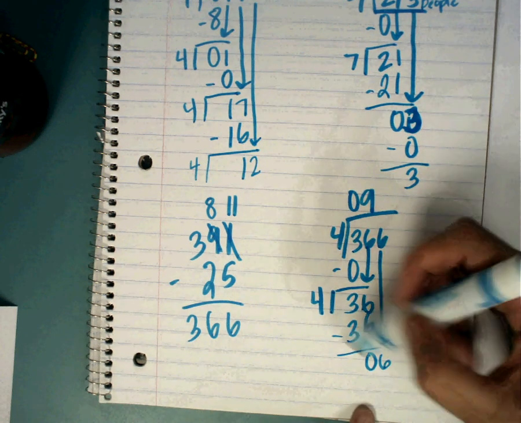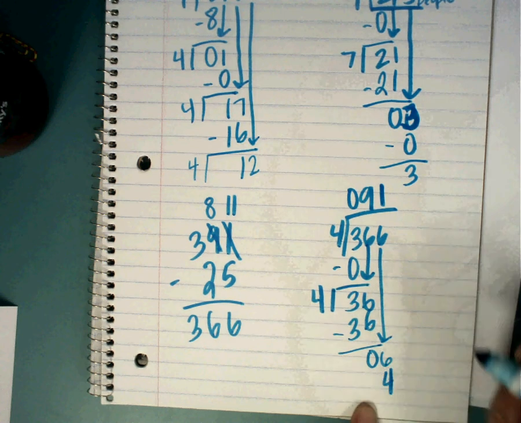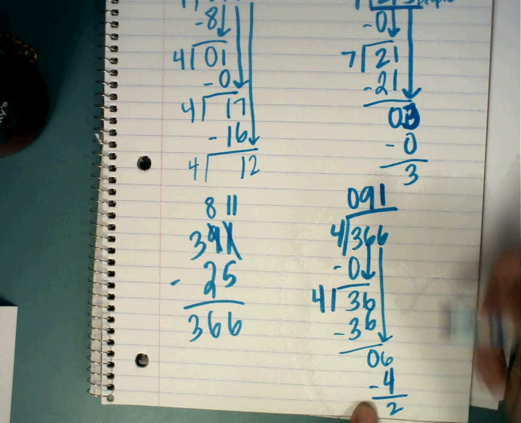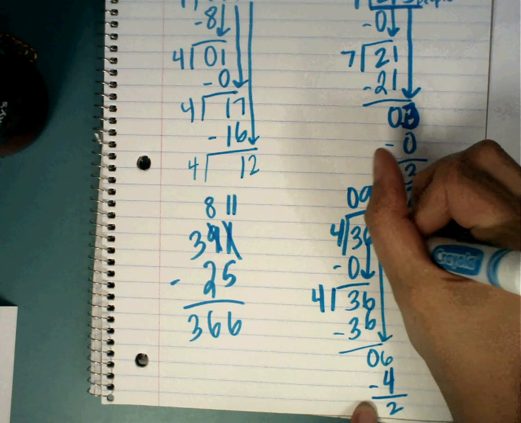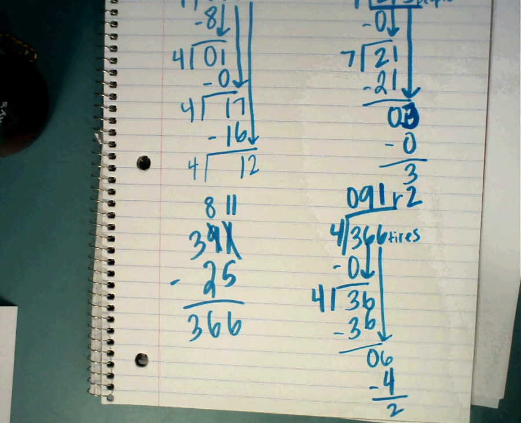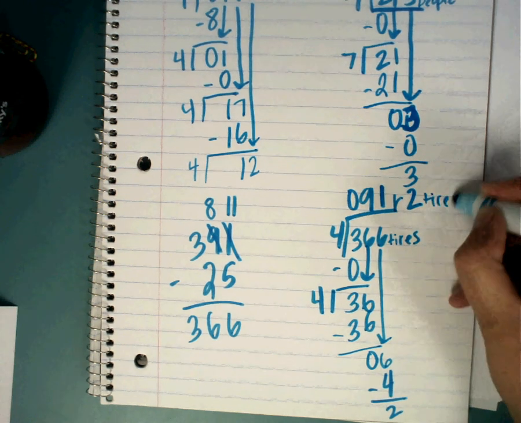So how many groups of 4 can I get out of 6? 1. 4 times 1 is 4. 6 minus 4 is 2. So now I've got 91 remainder of 2. So remember, my label here is tires, 366 tires. So my remainder would be 2 extra tires.